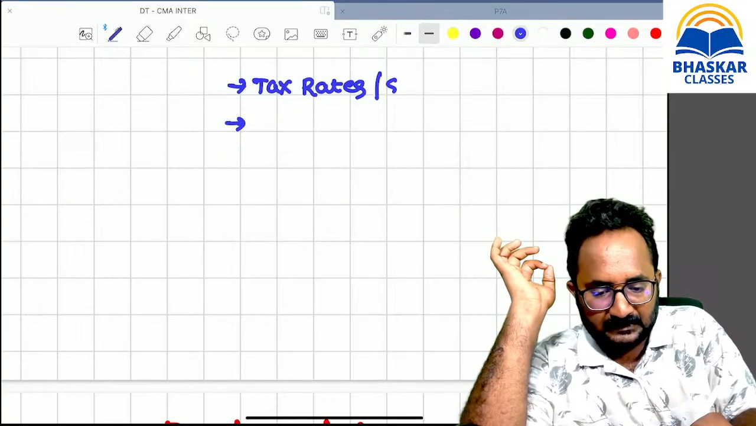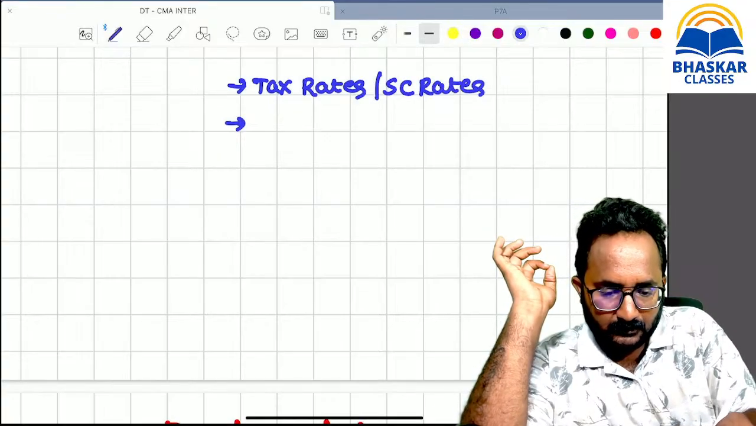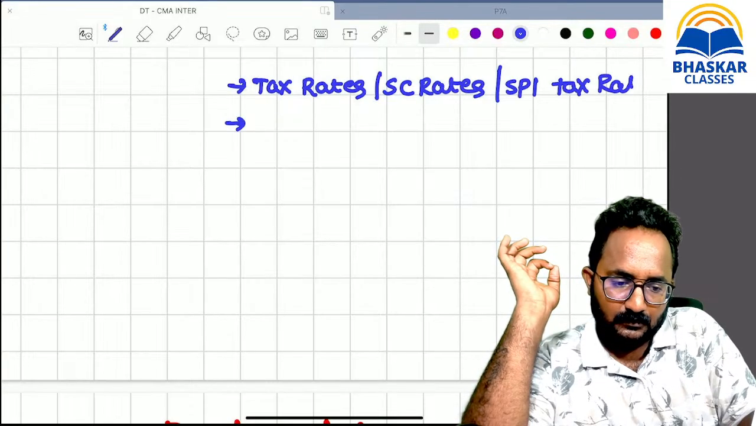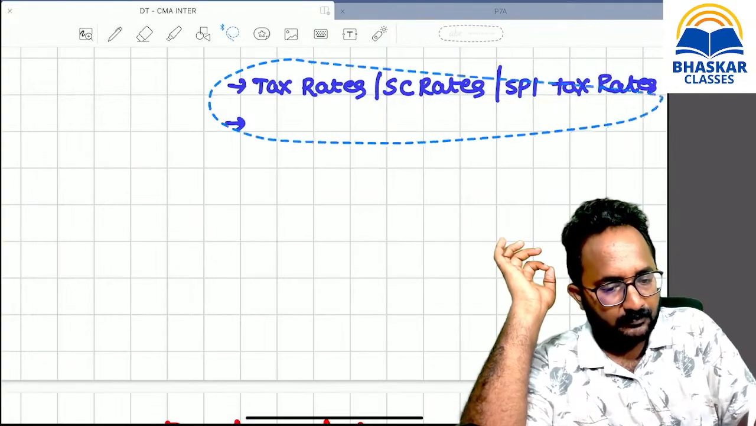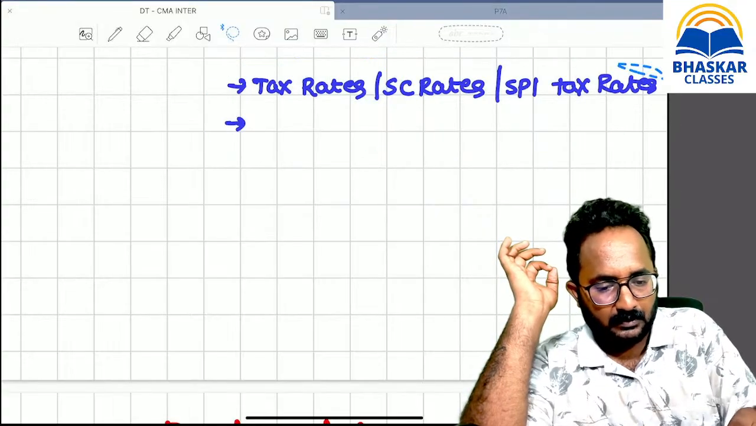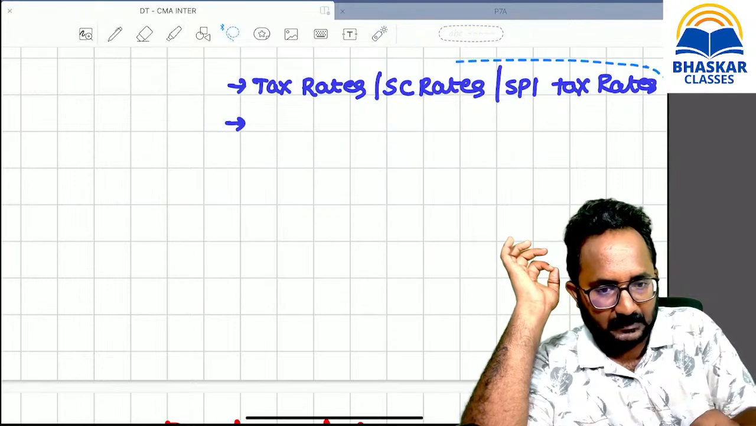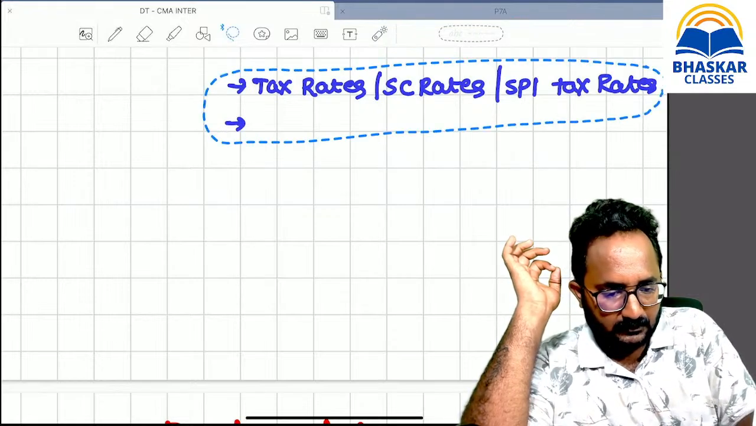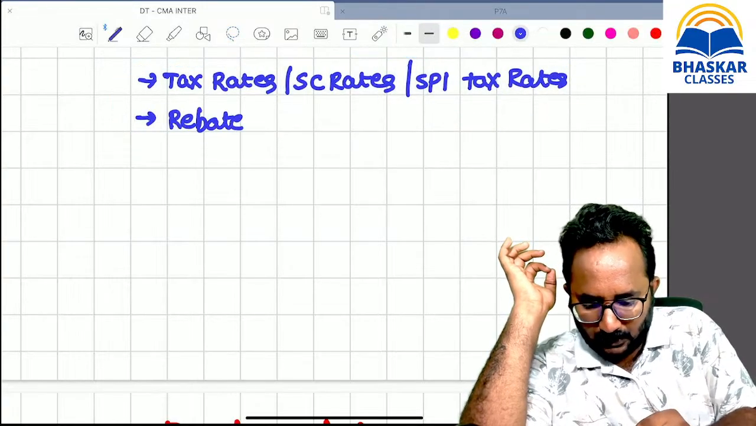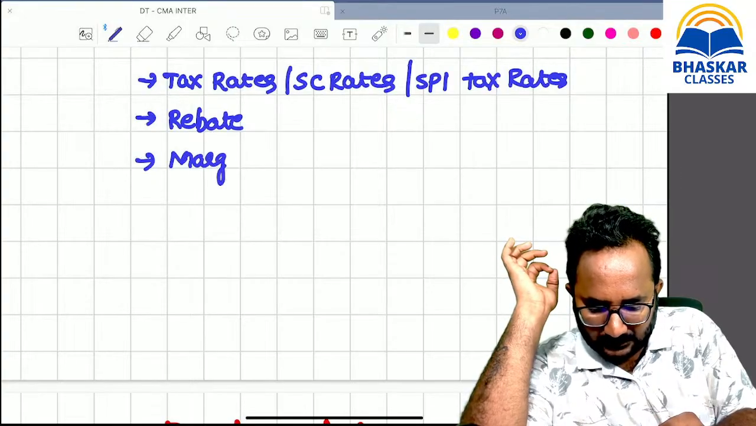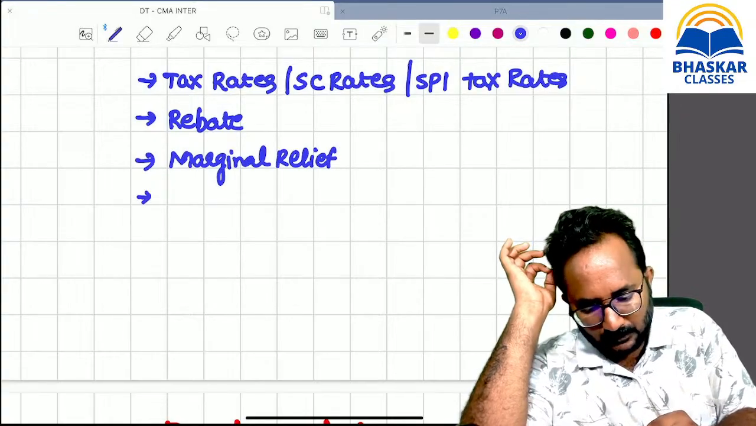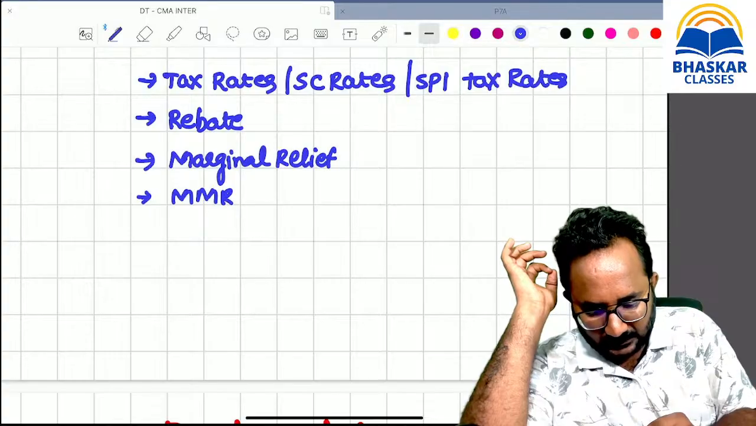So tax rates, surcharge rates, special tax rates. While you are revising these things, you have to revise tax rates. That may be normal tax rates or default tax rates or optional tax rates. Next one, you have to read the rebate concept, and you have to take the marginal relief concept. And next, the maximum marginal tax rate concept.